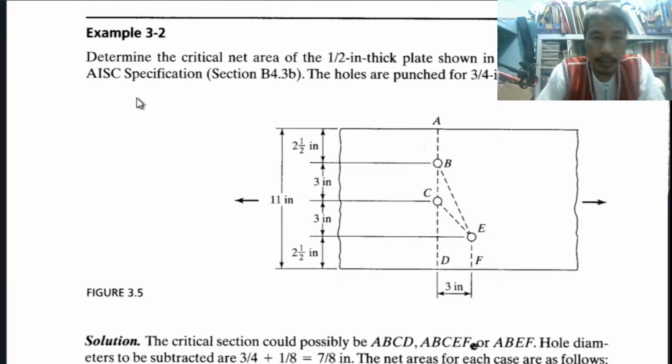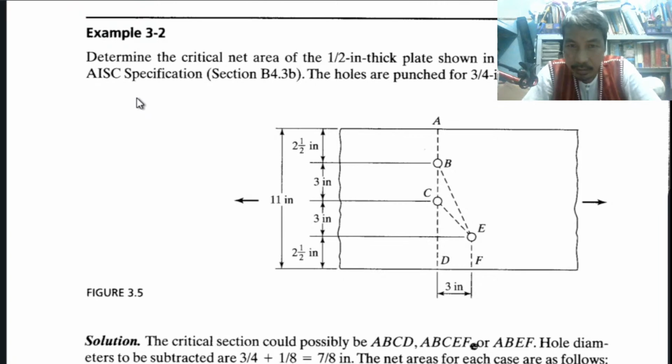There is only one critical net area. We can solve many net areas and compare all those net areas, and the shortest path is the critical net area. Determine the critical net area of the 1-inch thick plate shown in the figure. Take note of the thickness, 1 inch.